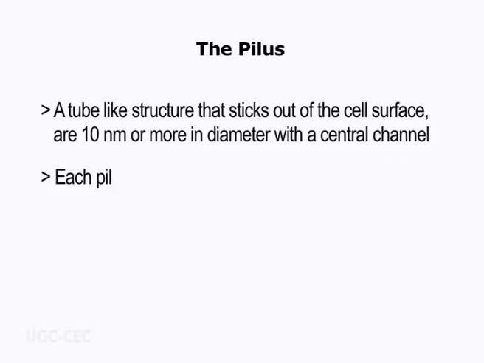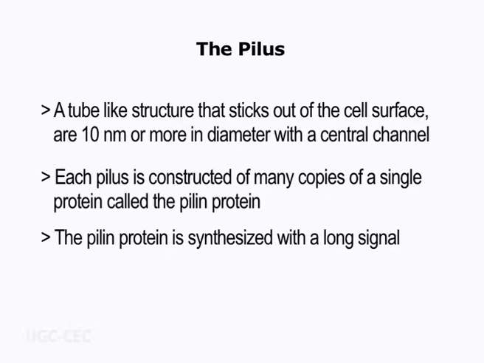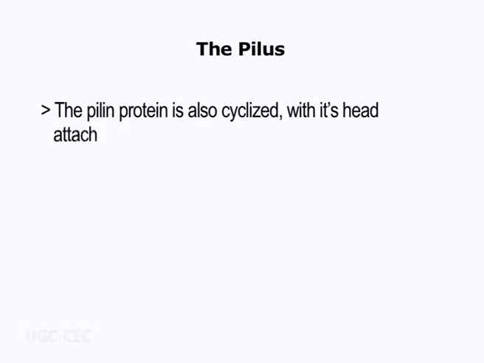So, in all, this can be divided into different components like we have got the Pilus, right? The Pilus comprises tube-like structures which are 10 nanometers in size, and it is constructed of a polymer of protein called pilin proteins. These pilin proteins are basically synthesized with a long signal peptide sequence which is removed during the transfer of this pilus from the cytoplasm to the membranes. The pilin protein is cyclized and its head is attached to its tail, which is an unusual thing.